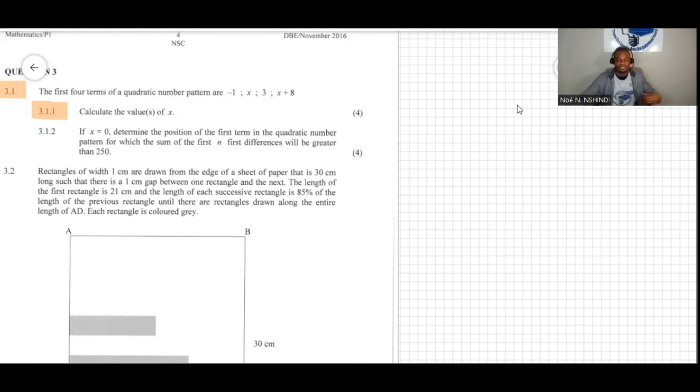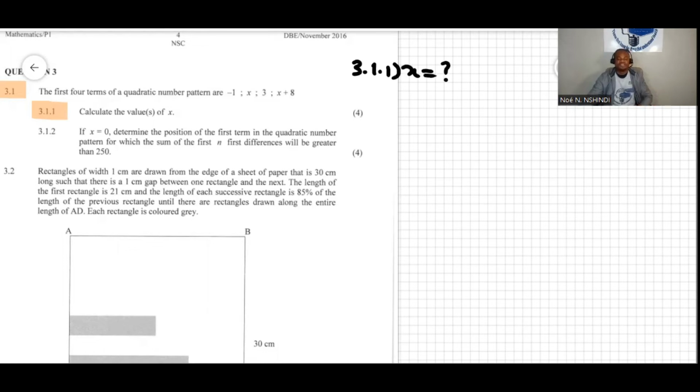Well, we have a question here. The question says the first four terms of a quadratic number pattern are -1, x, 3, and x plus 8. We're going to do question 3.1.1. The question says calculate the value of x. So we're looking for x here.